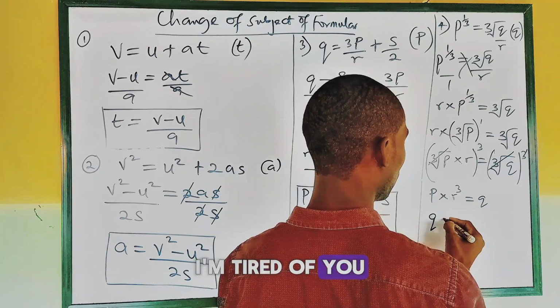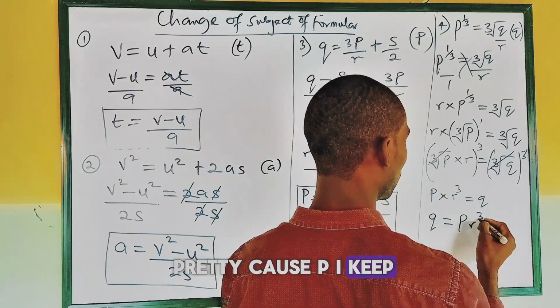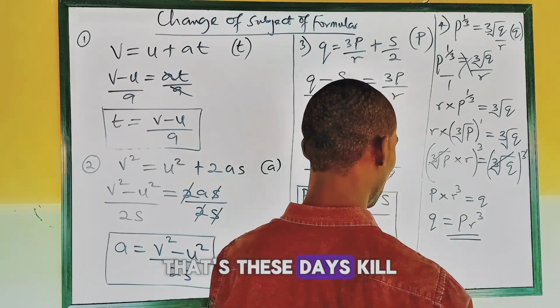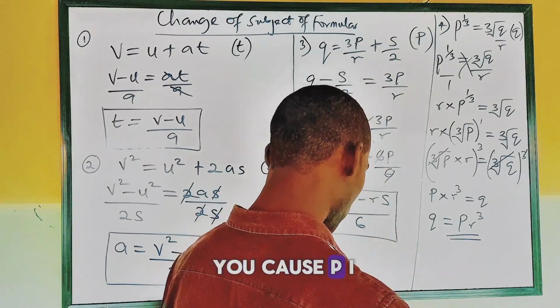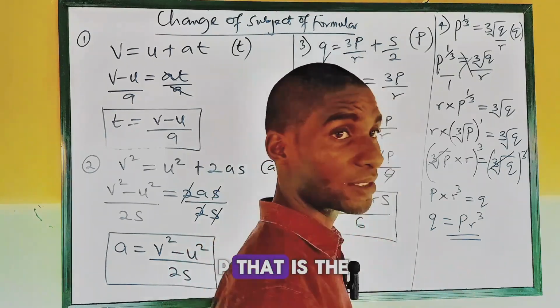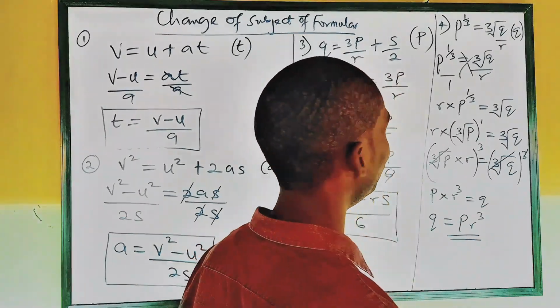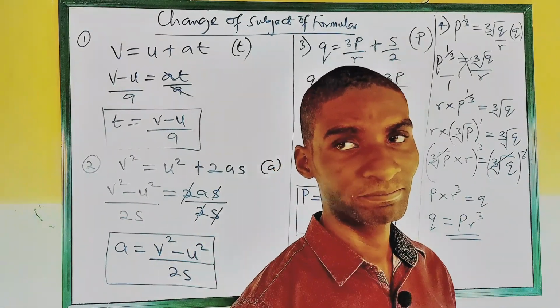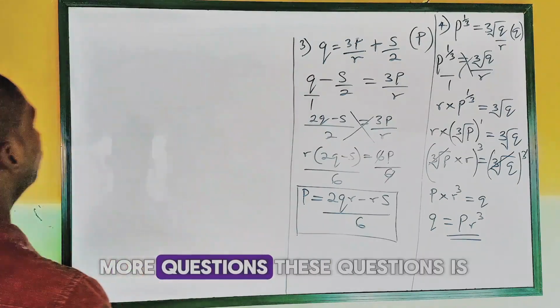So our answer is going to be Q equals PR cubed. That is the answer. Q equals PR cubed. That is the answer to the question. I hope that is clear. Now let's see some more questions.